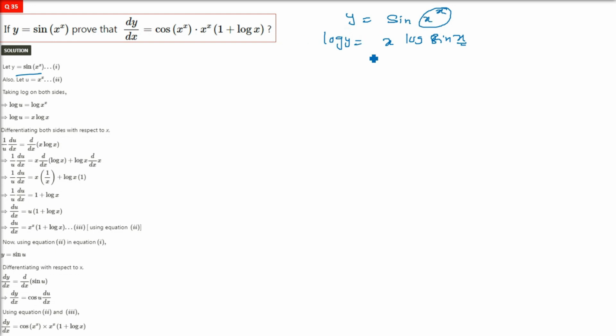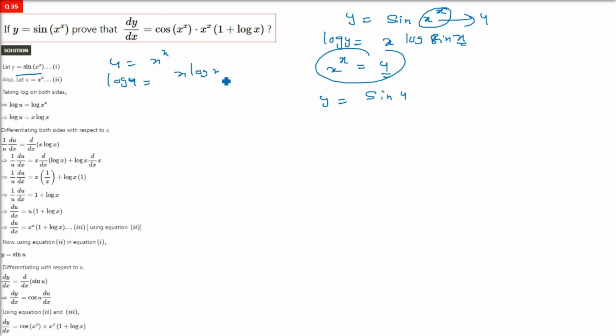Rather than taking sin x to the power x as y, I am taking x to the power x as some u or v. Now when you have this y equals sin, and then x to the power x is already taken as u, so y is equal to sin u. That we are going to use later. But x to the power x is equal to u, this one I am differentiating, then we'll put it later. So u is x to the power x, log u will be x log x. So this is 1 by u du by dx is equal to x times 1 by x plus log x, which is 1 plus log x. We have done it many a times.